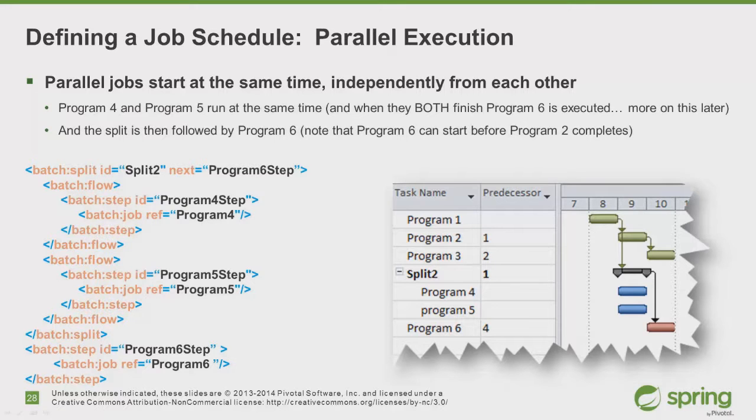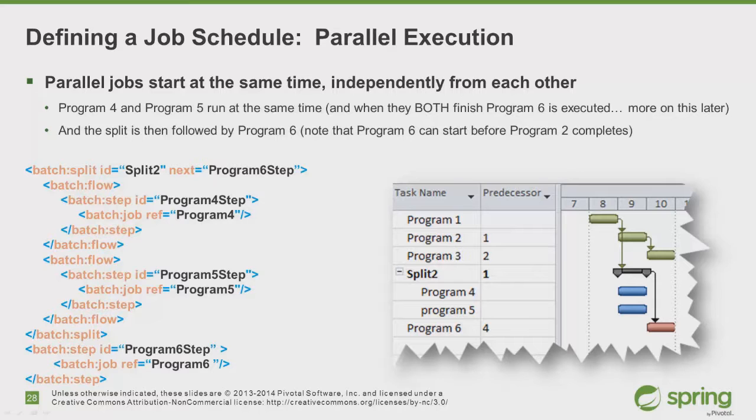And finally, when it's all done, you can see that up at the top, split 2 has a next statement, program 6 step. So when both of the flows for program 4 and program 5 are completed, the next statement is executed, and program 6 step is then run, which executes program 6.